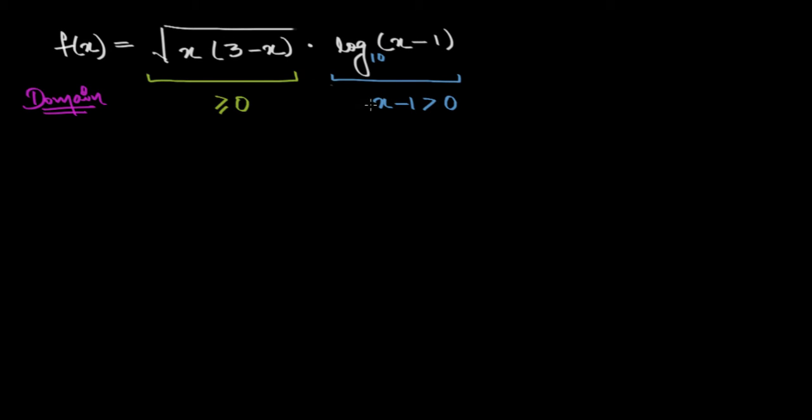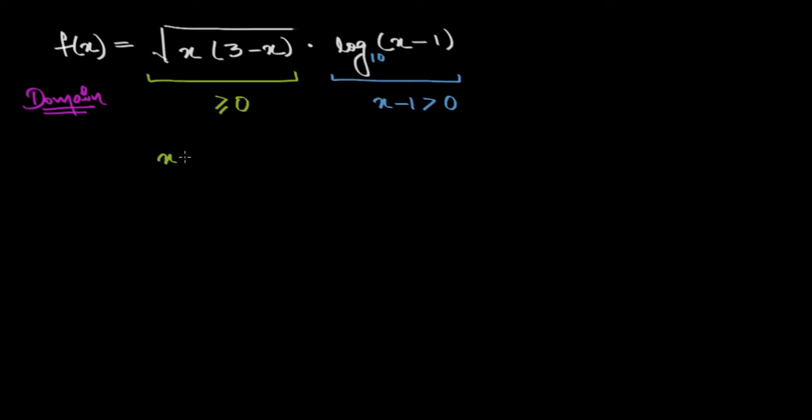Now based on whatever values of x that we are getting from this first condition and this second condition, we need to find those x values which will together satisfy both the conditions. I mean the intersection of the values which will satisfy both conditions will be my domain of this function. So let us first of all solve them one by one.